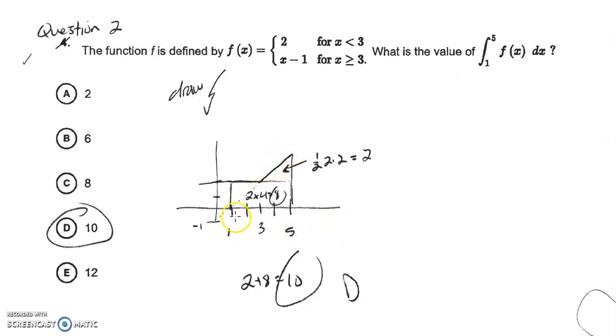And I did my 1 and my 5. Why did I do the 1 and the 5? Because those are the bounds of the integral. Because I don't care about anything else outside those zones. So from there, I looked at this rectangle right here. That rectangle was 2 tall and 4 wide, so 2 times 4 was 8. And then this triangle right here, 1/2 base times height, gives me 2. Take the 8 and the 2, add them, get the 10. My answer is D.